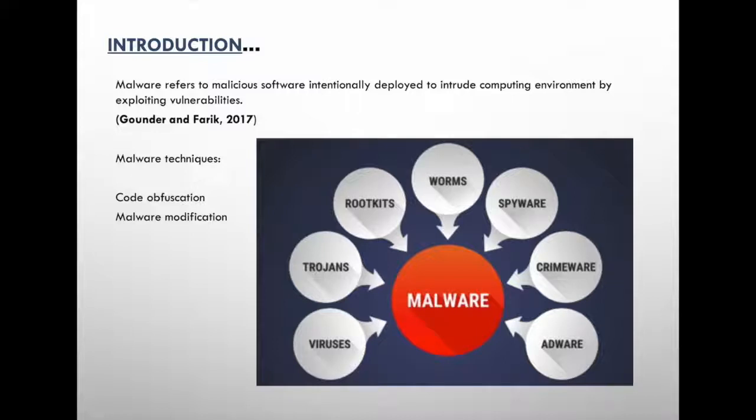Now, there are different techniques that these criminals use, for example, code obfuscation and also malware modification. So these are some of the techniques that they use to thwart detection. And these are some of the different types of malware that we have. I'm sure you're familiar with these types of malware.